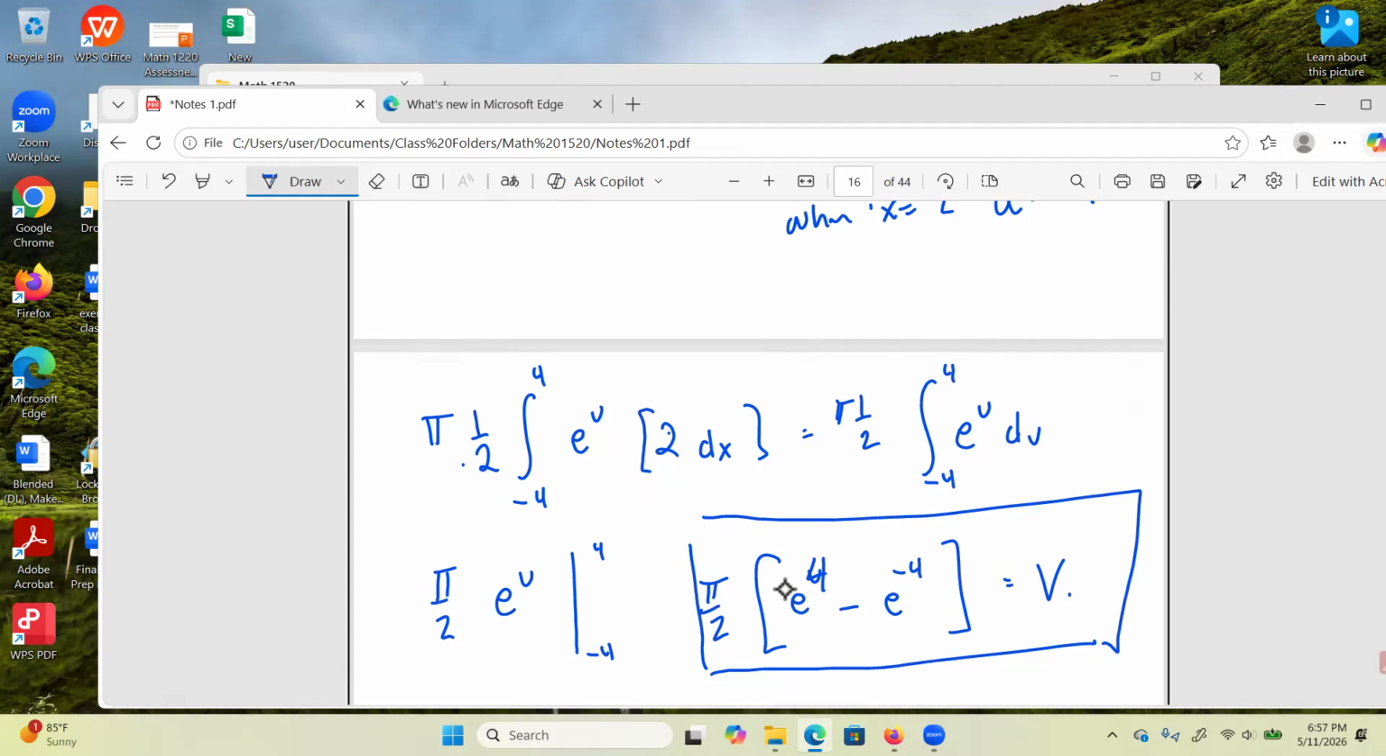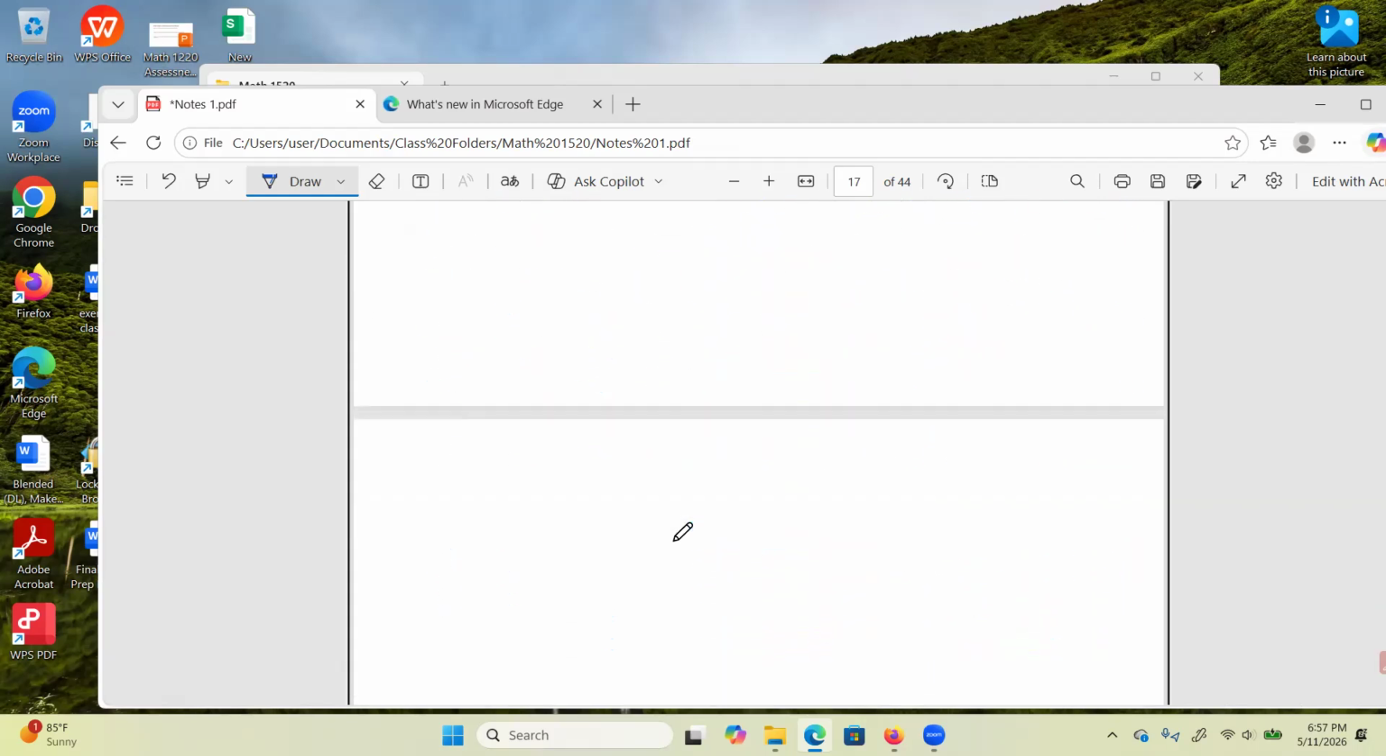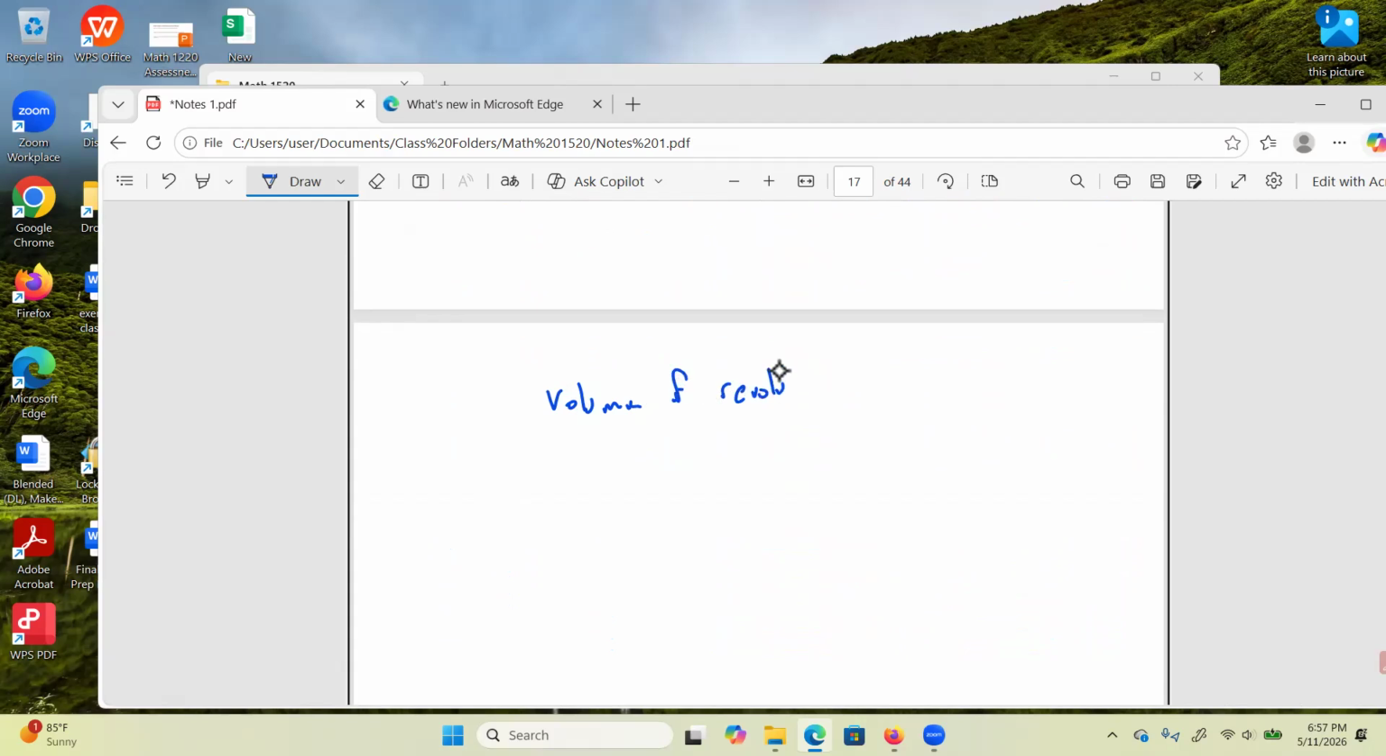Okay, let's do a different one. We're just plugging along here with doing some problems. What I want to say is we want to find the volume of revolution defined by, or constrained by, x equals the square root of 6 minus y. From y equals 0, x equals 0, about the y-axis.